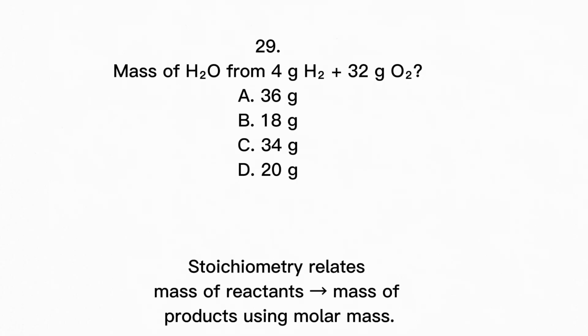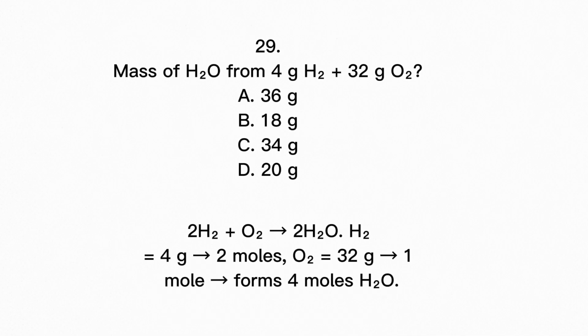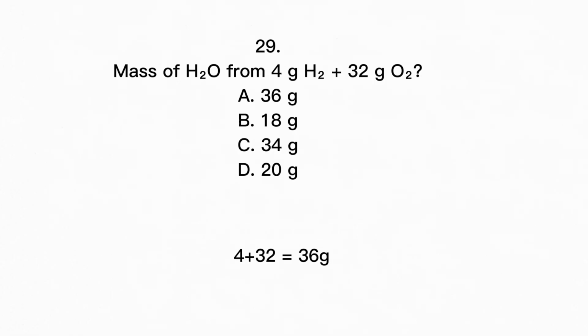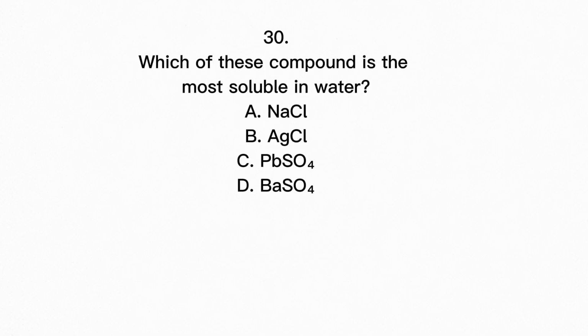Stoichiometry relates mass of reactants and mass of product using molar mass. 2 moles of hydrogen gas plus 1 mole of oxygen gas give 2 moles of water. Hydrogen gas is equal to 4 grams for 2 moles, and oxygen gas is equal to 32 grams for 1 mole, which forms 2 moles of water. So 4 plus 32 is equal to 36 grams. The answer is A.